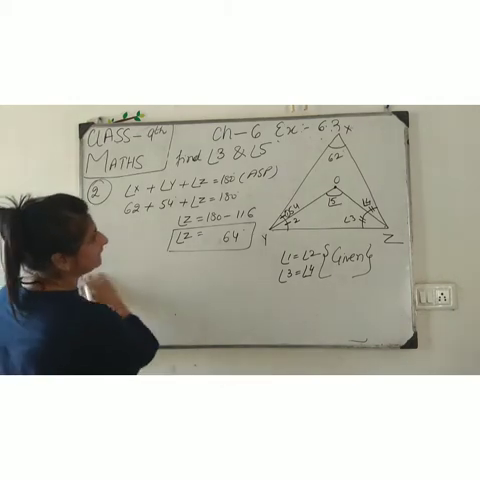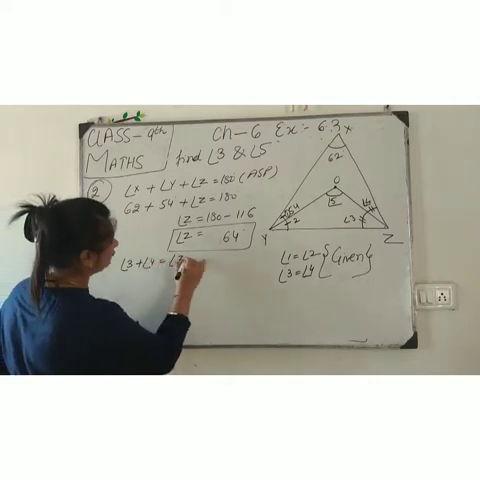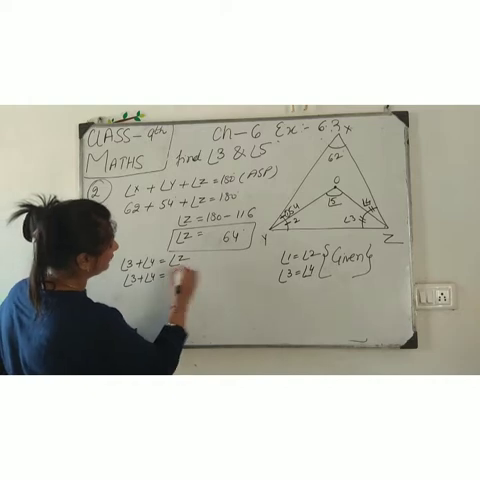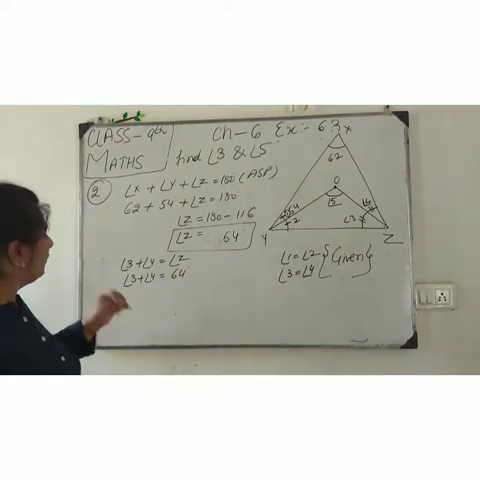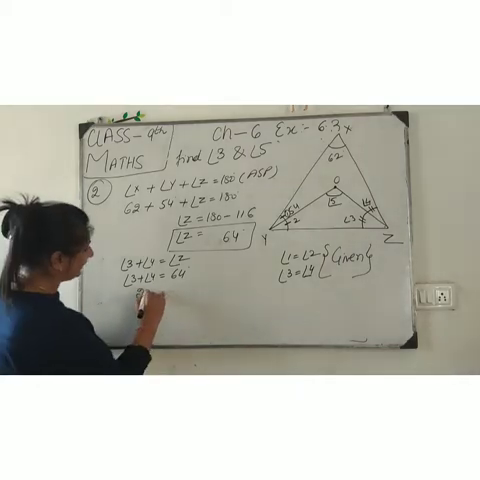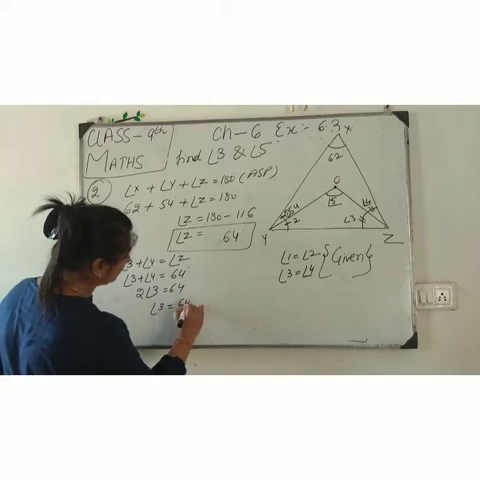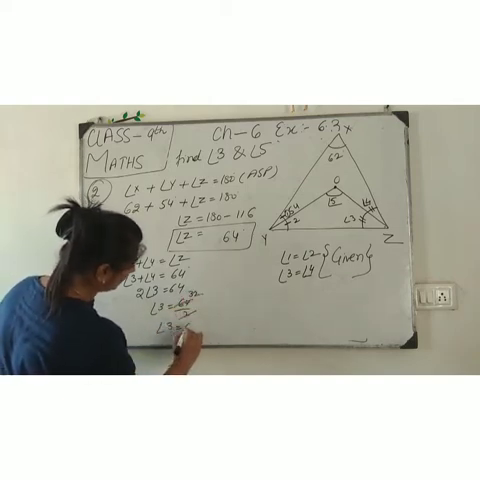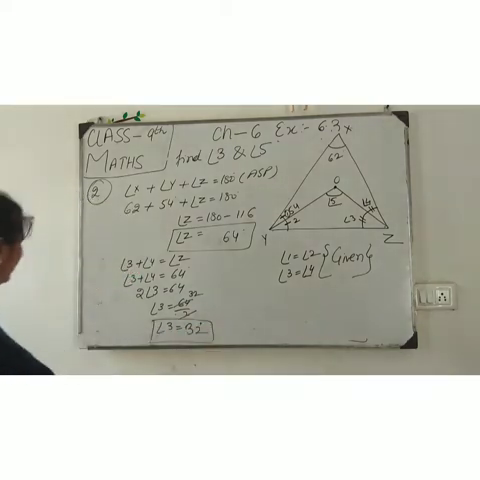In short, you can write angle 3 plus angle 4 equal to Z. Angle 3 plus angle 4, Z value is 64. We already showed that angle 3 equal to angle 4. So instead of angle 4, I write angle 3. Angle 3 equal to 64 divided by 2, so angle 3 equal to 32 degree. Now is it clear to us?